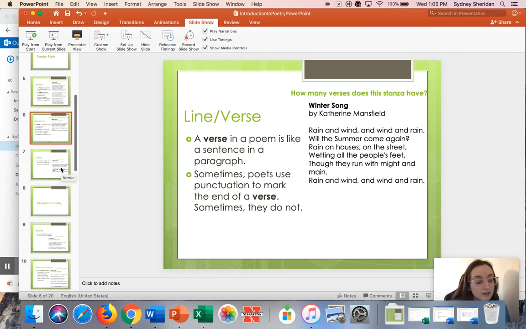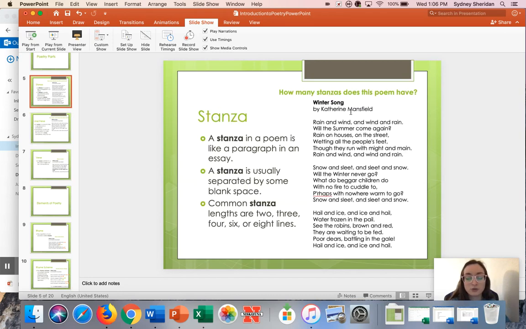Okay. Now, we talked about verses and we talked about stanzas. We know that a stanza is a group of verses, right? Because if we look here, we identified all of our stanzas. We counted 1, 2, 3 groups of lines or verses. And we can see that each stanza is made up of verses, right?